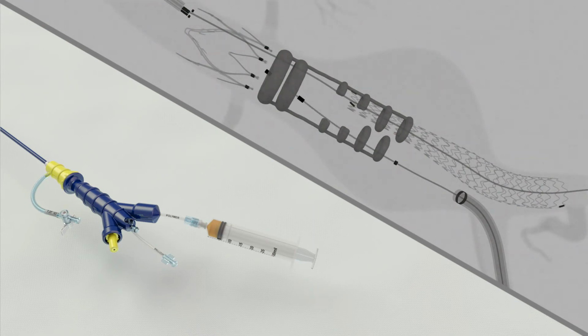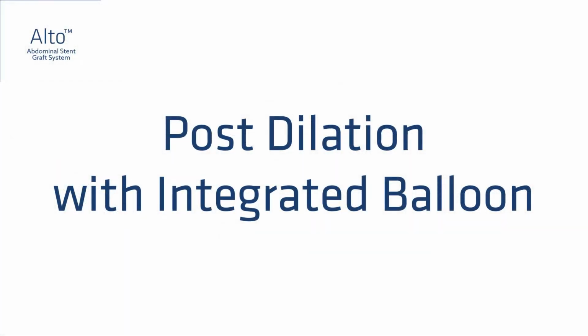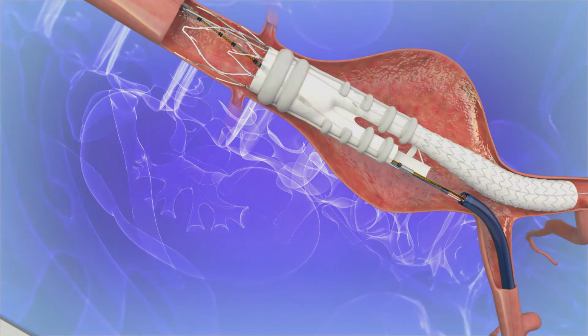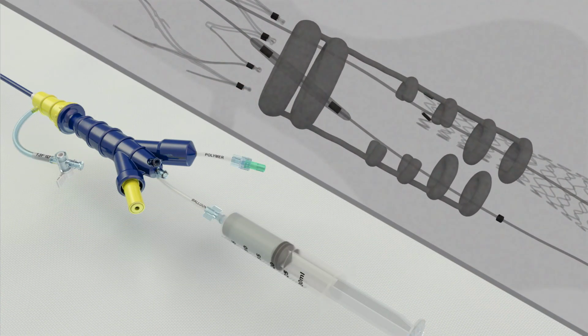Re-advance the aortic body guide wire through the aortic body delivery system. The Alto delivery system gives you the option of using the integral balloon to improve sealing ring apposition with the vessel wall. Using fluoroscopy, position the integral balloon radiopaque markers proximal to the aortic body sealing ring and distal to the secondary ring.